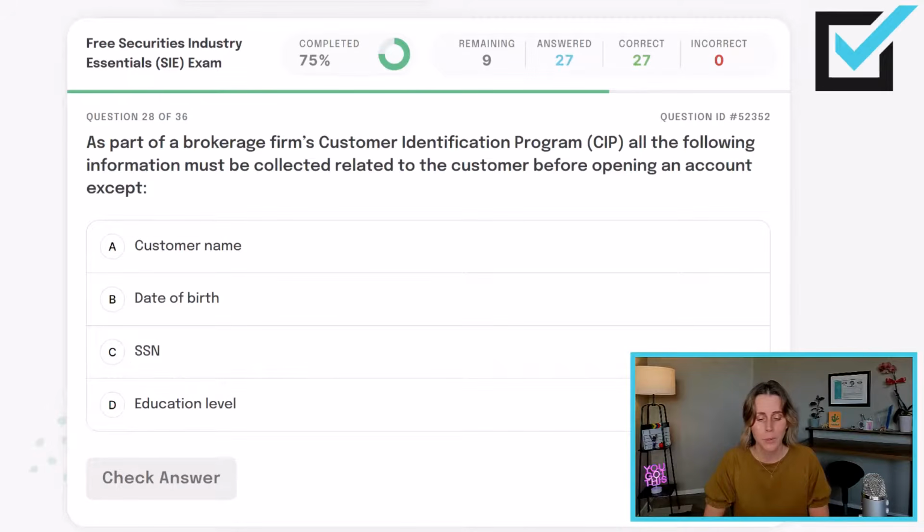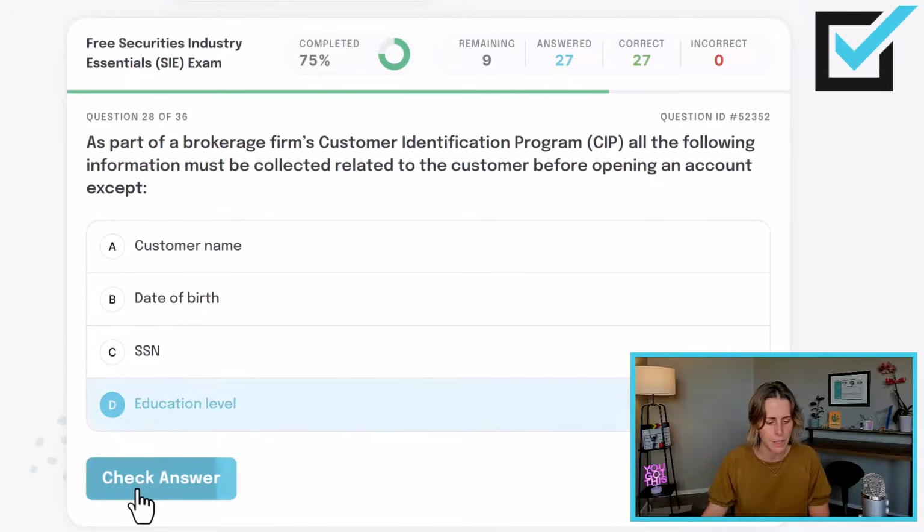As part of a brokerage firm's customer identification program, all of the following information must be collected related to the customer before opening an account, except customer name, date of birth, social security number, or education level. Which one does not belong? Education level does not belong here.